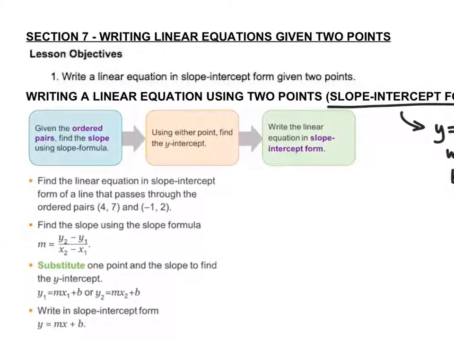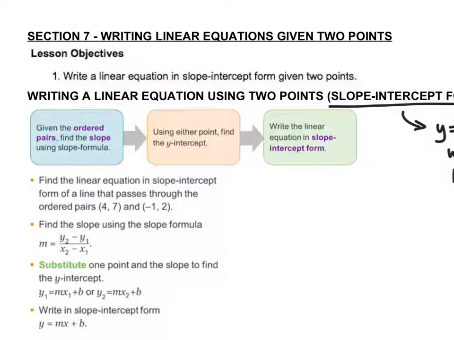And so what we're going to do is follow this plan here, okay? Given the ordered pairs, we need to first determine the slope using the slope formula. And then using either point, we're going to find the y-intercept. And once we have the slope and the y-intercept, then we can write our equation in slope-intercept form.